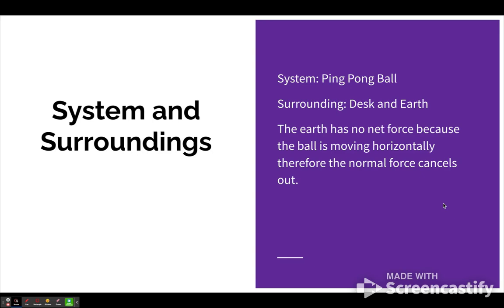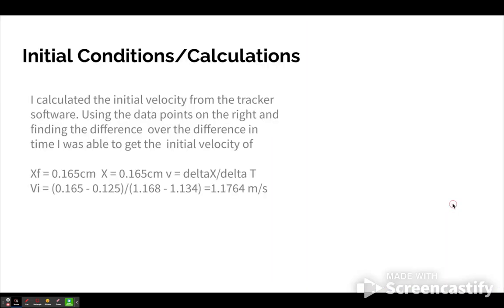The system in this experiment was the ping pong ball. The surroundings were the desk it was on and the Earth. The Earth has no net force because as the ball moves horizontally, there's a normal force on it which cancels it out. So the Earth has no effect on the net force.